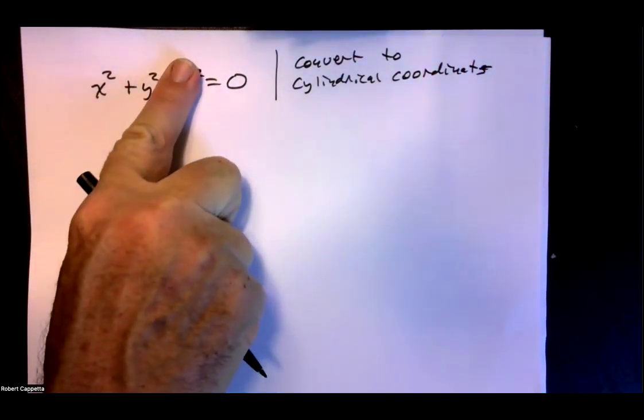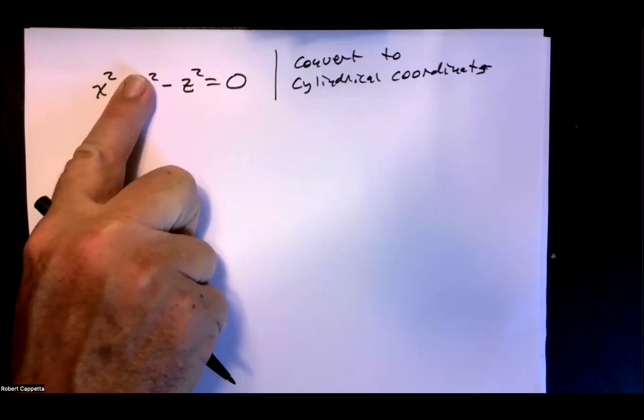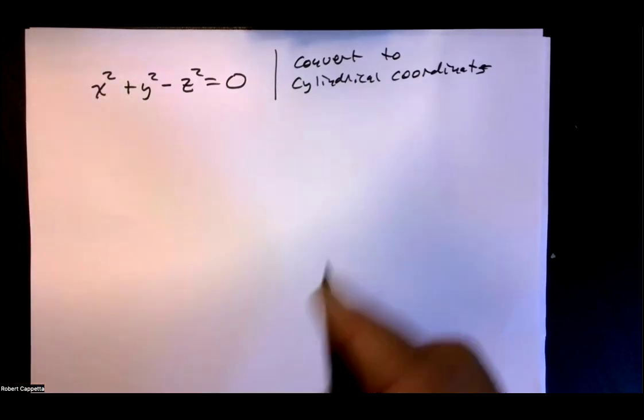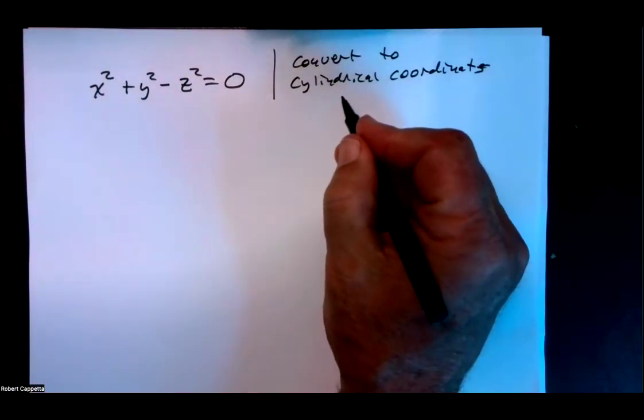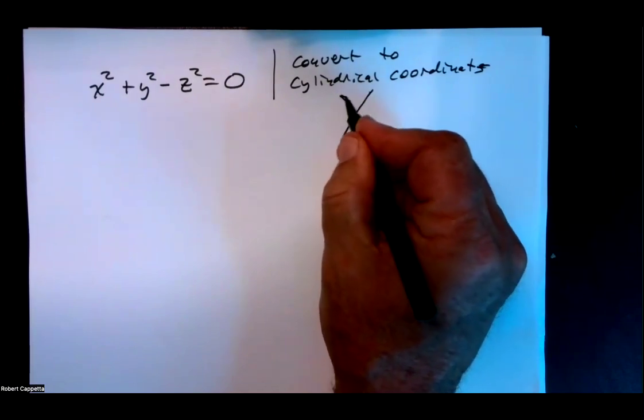Notice if we look in the xy plane, we have a single point. If we look here, x squared equals z squared, intersecting lines. Y squared equals z squared, intersecting lines. This will be an elliptic cone, looking something like this.